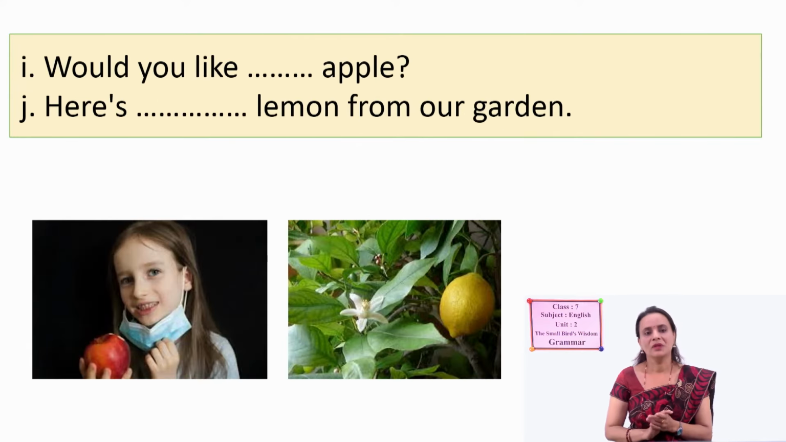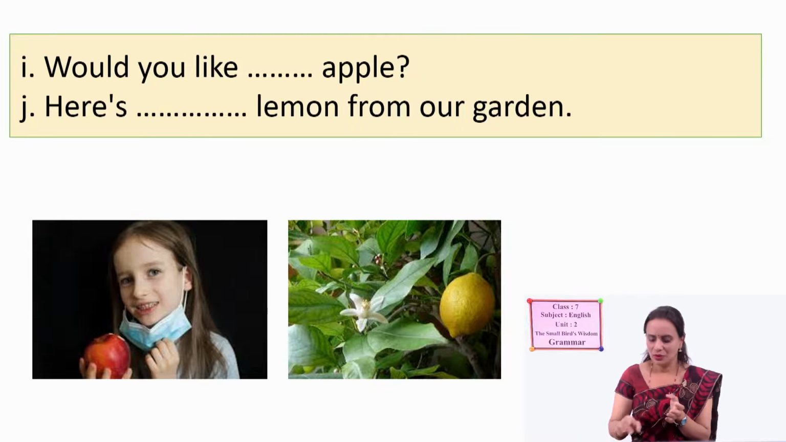Now see here. Number I. Would you like, and there is a blank space, apple. Would you like apple? Apple means 1 apple, isn't it? 1 apple. And the sound is vowel. Very good. So, would you like an apple?